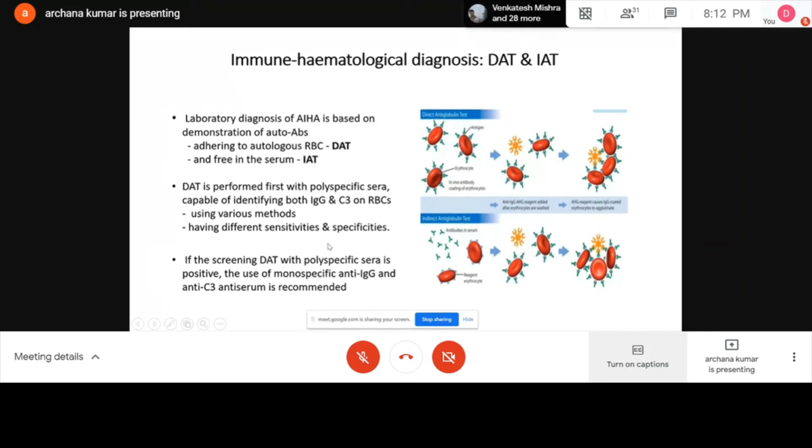Madam, just one query here. Is this DAT and IAT same as Coombs test? Yes, direct antibody test is direct Coombs test, and the indirect antiglobulin test is the indirect Coombs test.